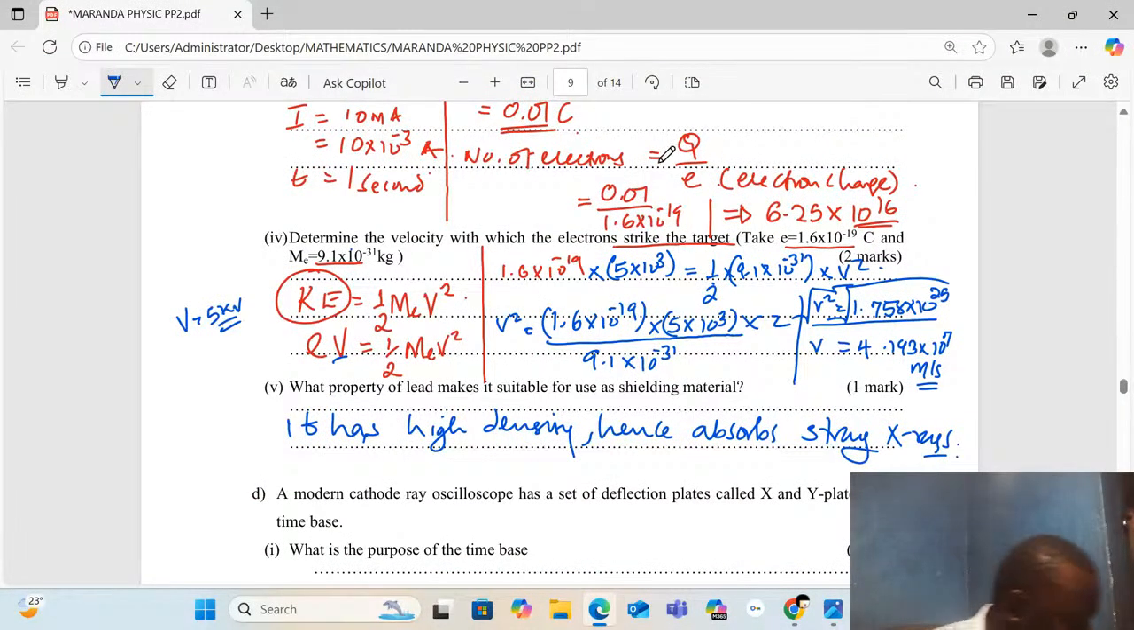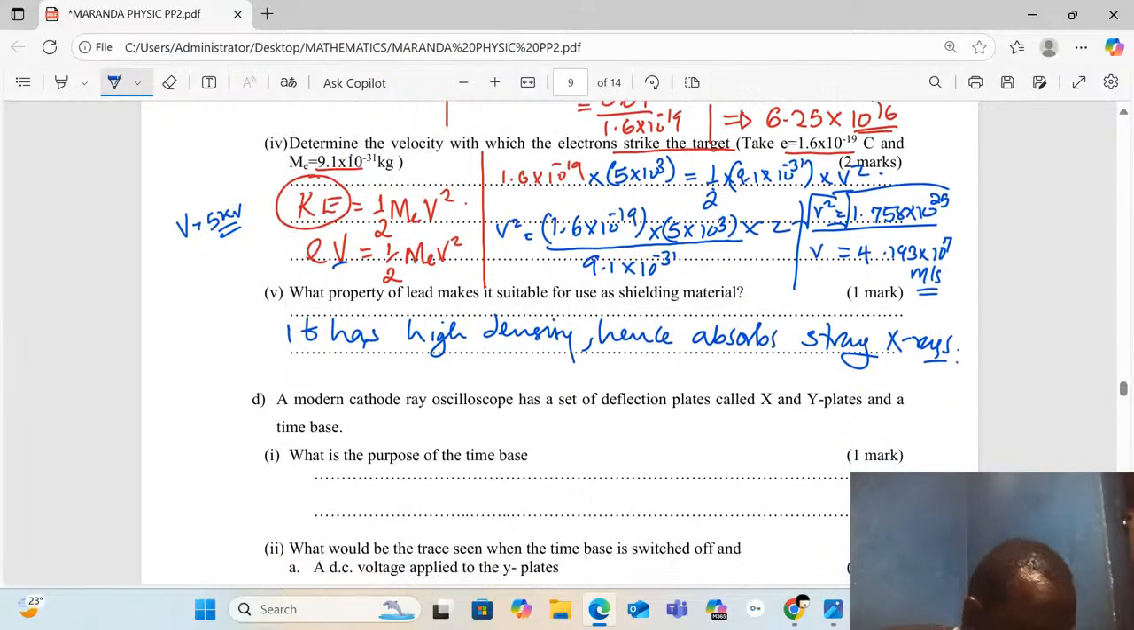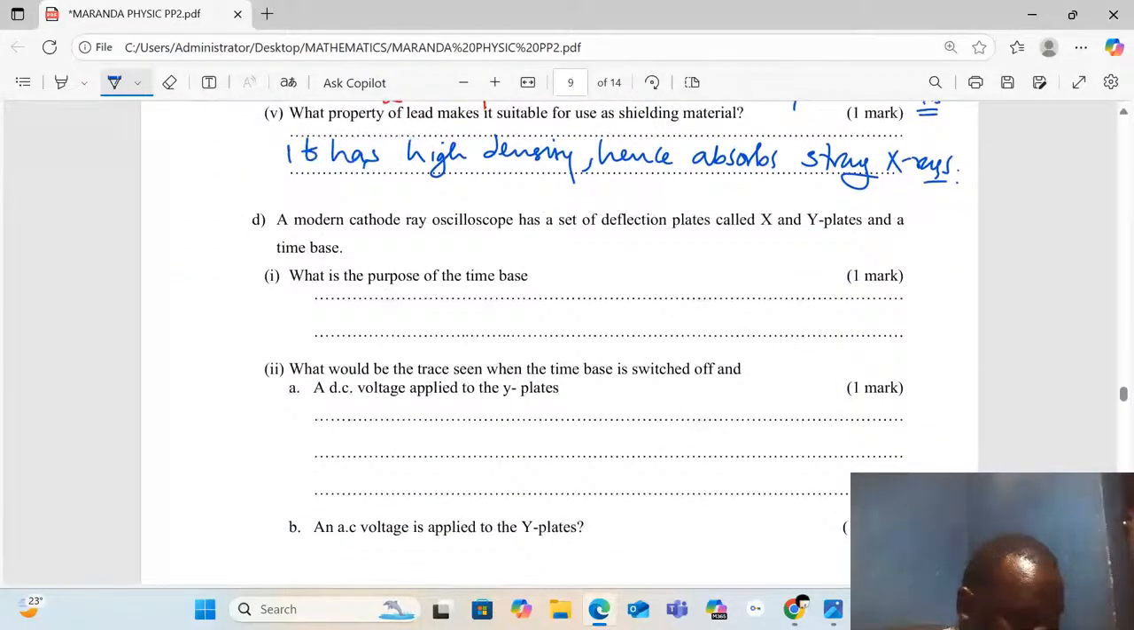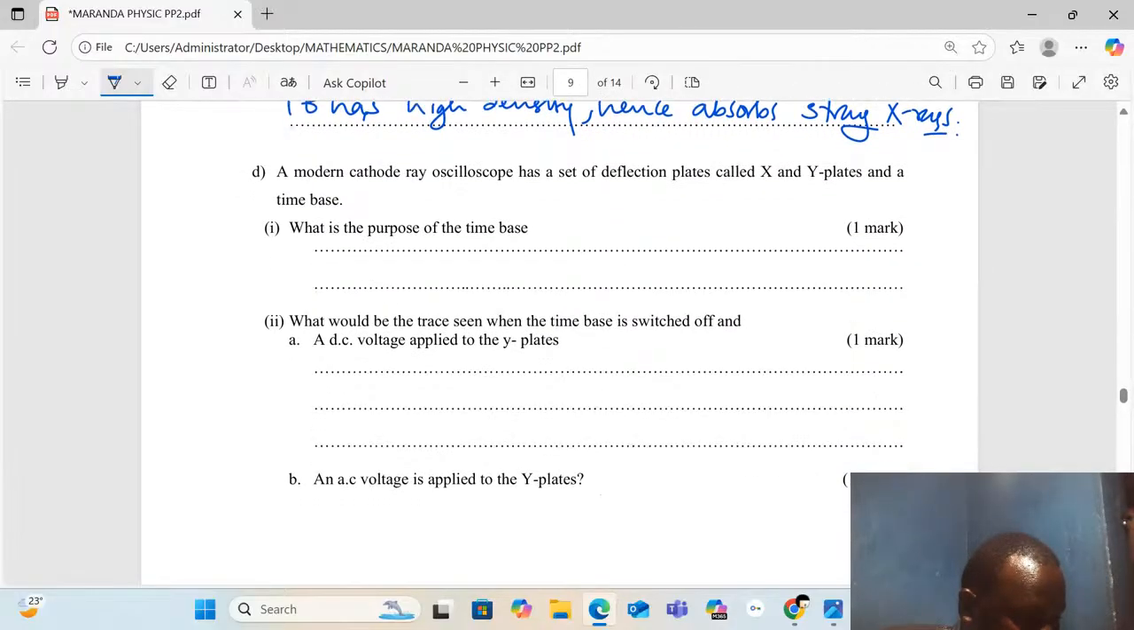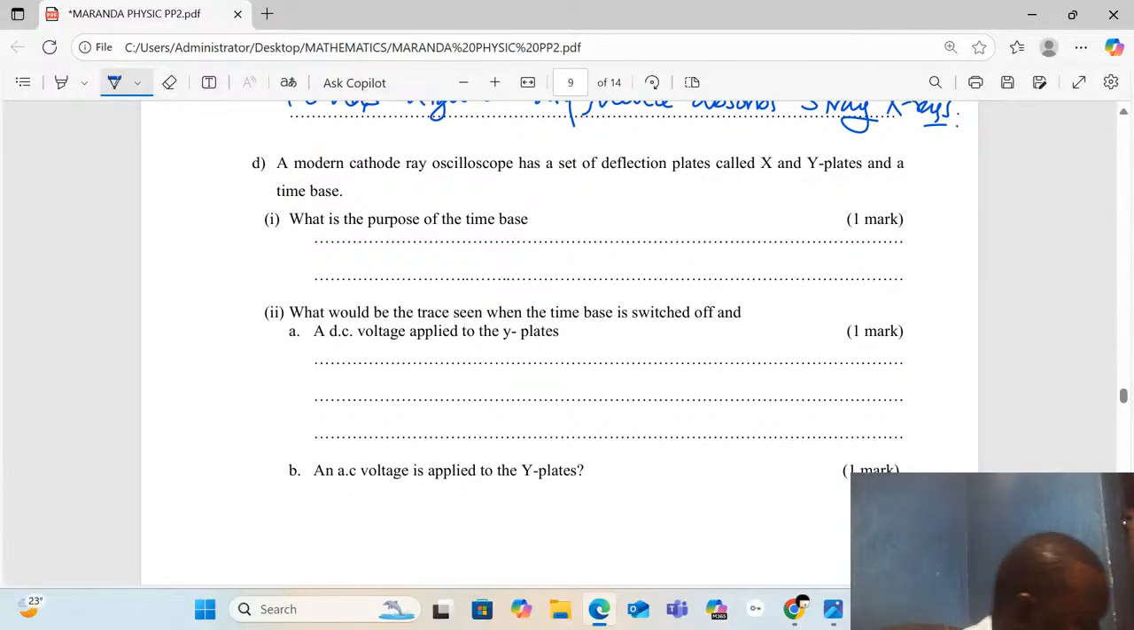So now we can continue with our questions. In a modern cathode ray oscilloscope, there are set deflection plates called X and Y plates, and a time base. So you ask, what is the function of the time base?